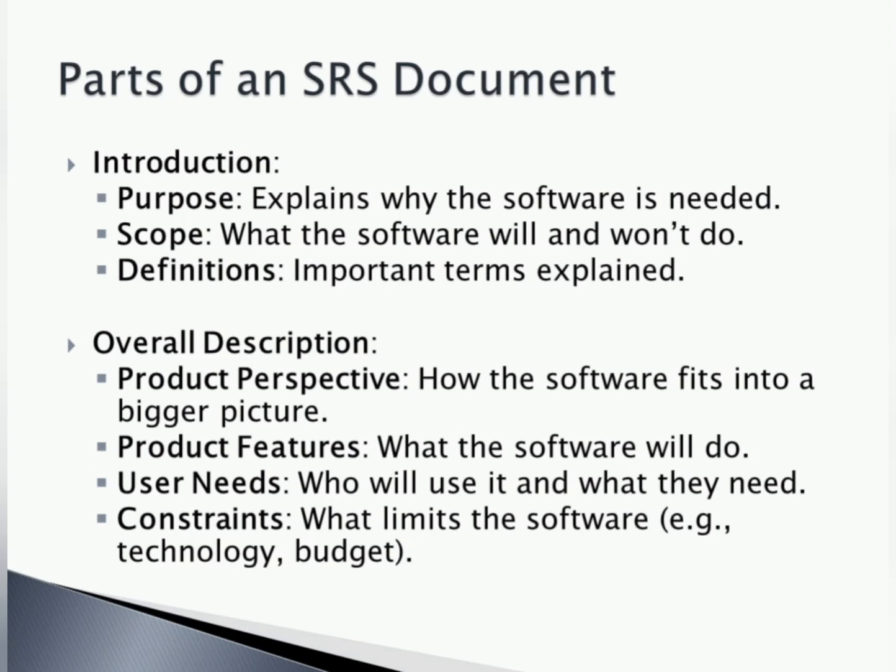Overall description. Product perspective: how the software fits into a bigger picture. Product features: what the software will do. User needs: who will use it and what they need. Constraints: what limits the software.